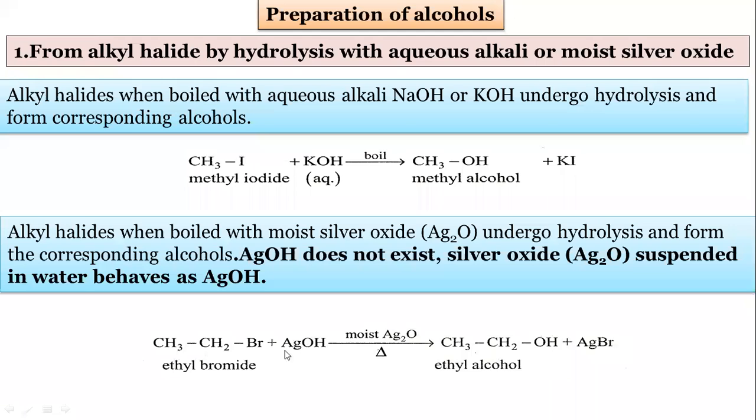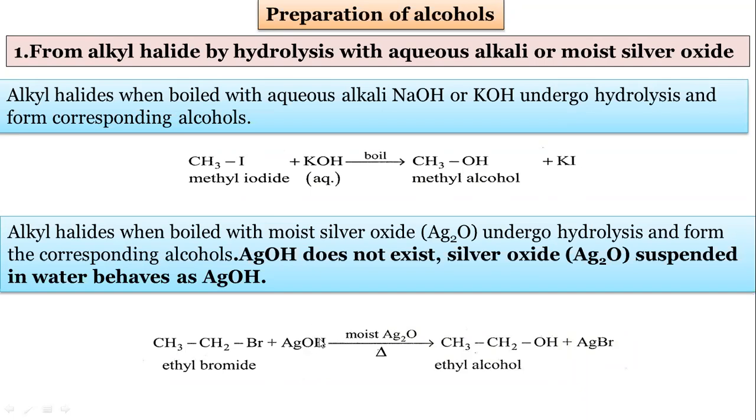We can't store this AgOH because it is unstable. It doesn't exist. It is only prepared at the time of reaction. It is called in situ preparation. How is it prepared? The Ag2O, the moist silver oxide, has to be kept in moist condition. Then at that time this AgOH is prepared. If this AgOH is prepared, the Br will be substituted.